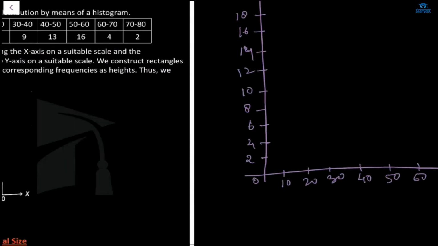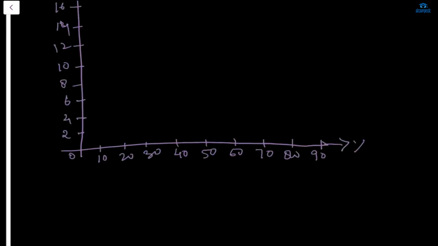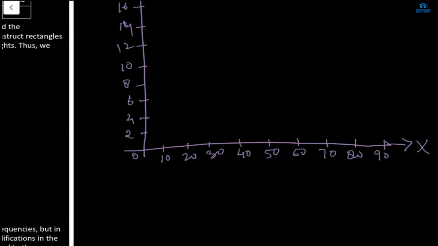Generally take frequency on the y-axis, and the class interval you have to take on the x-axis. You take the class interval on the x-axis and the frequency on the y-axis. The frequency is not the frequency distribution. The frequency distribution is the whole table.